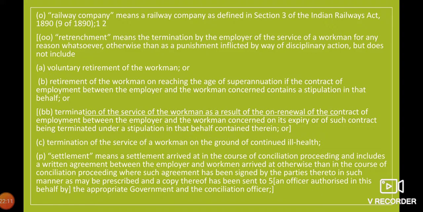Let's move further. Section 2 clause O means a railway company as defined in section 3 of the Indian Railways Act 1890. Section 2 clause OO, retrenchment, means the termination by the employer of the service of a workman for any reason whatsoever, otherwise than as a punishment inflicted by way of disciplinary action, but does not include certain categories. So retrenchment means termination by the employer of the service of workmen for any reason whatsoever, and it should not be a punishment inflicted by way of disciplinary action, right?